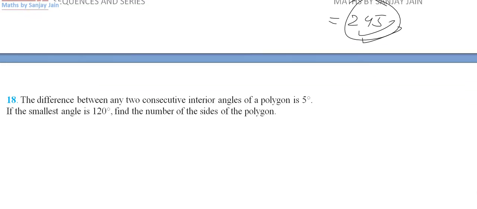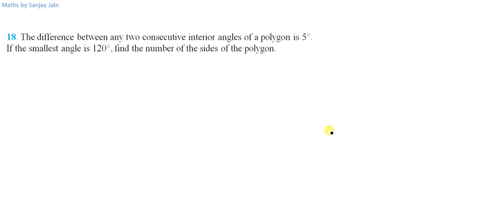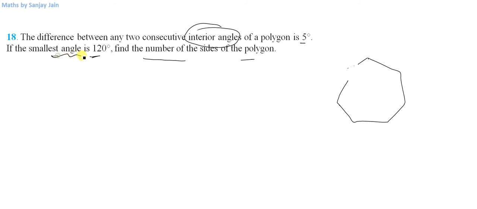The difference between any two consecutive interior angles of a polygon is 5 degrees. If the smallest angle is 120 degrees, find the number of sides of the polygon. In case of polygons, if you carefully observe, let us say this is the n-sided polygon that I have. So the smallest interior angle is 120.